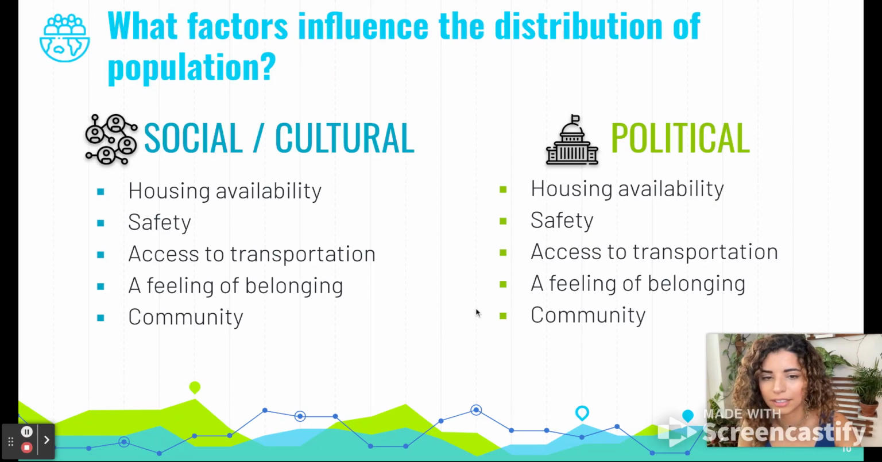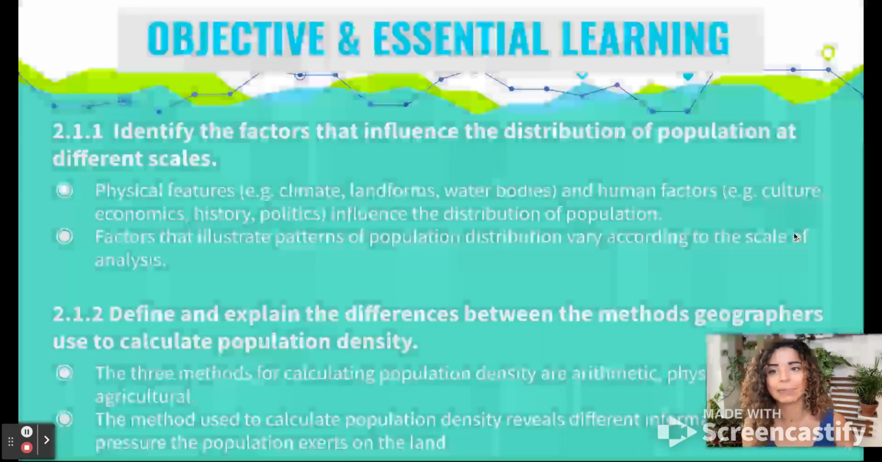Sorry, I think that glitched there. For political reasons, we see housing availability, safety, access to transportation, a feeling of belonging and community again. But if we think about it in a political sense versus a social cultural sense, we see the role of governmental policies at play when looking at it through this lens.